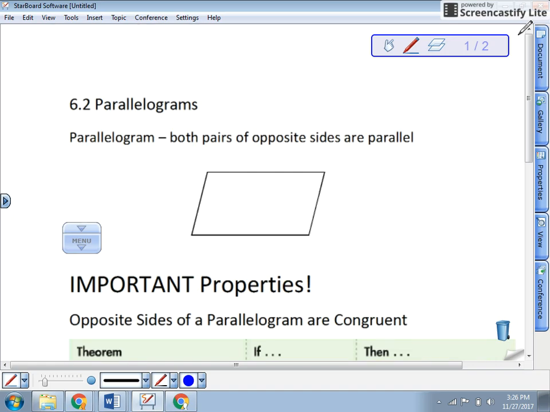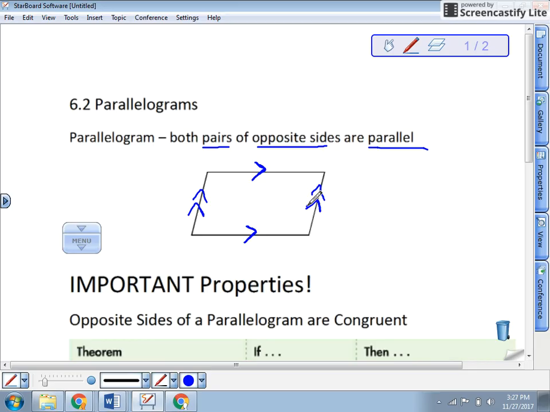So what is a parallelogram? A parallelogram is where both pairs of opposite sides are parallel. So that means that this side right here would be parallel to this side, again, opposite sides. And then that means that this side right here, I'll use two arrows, would be parallel to this side. So that's what a parallelogram is.